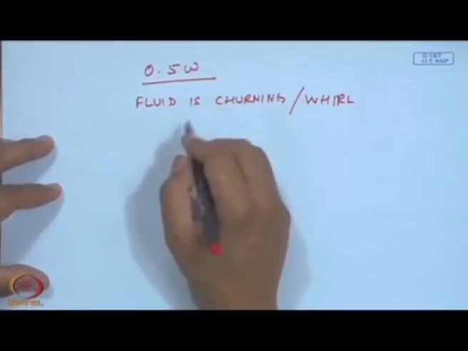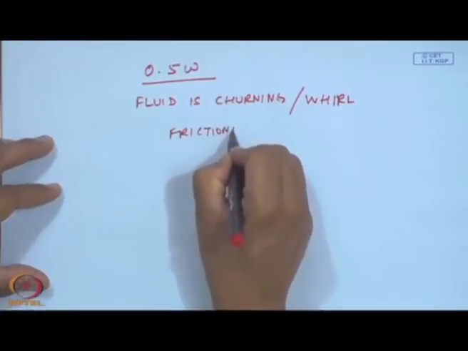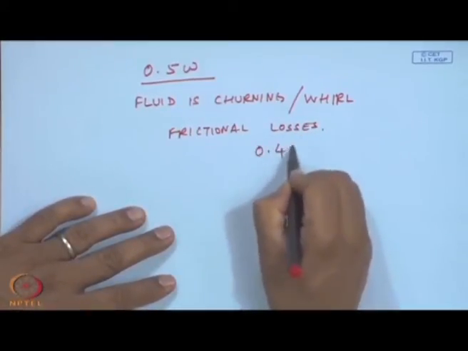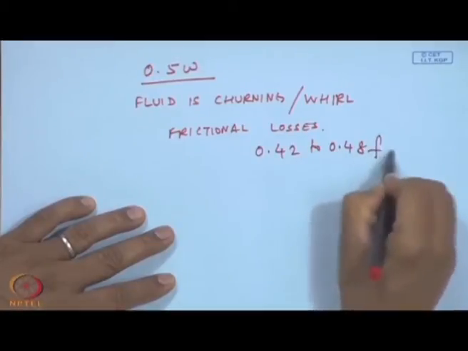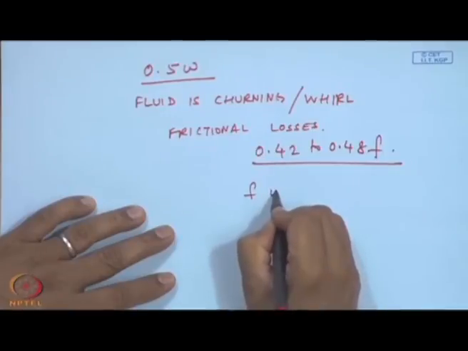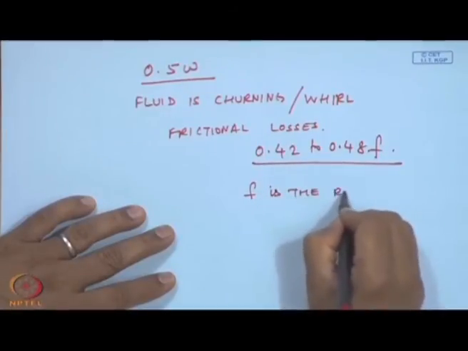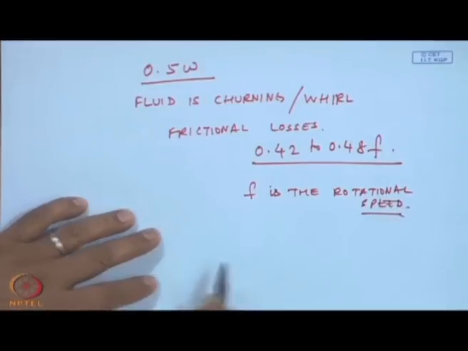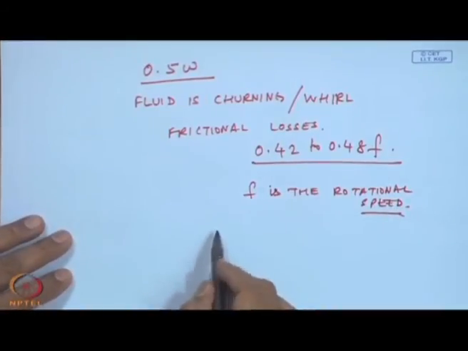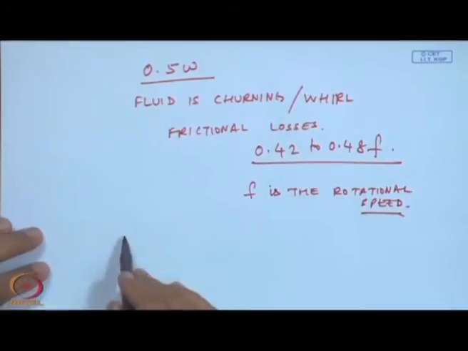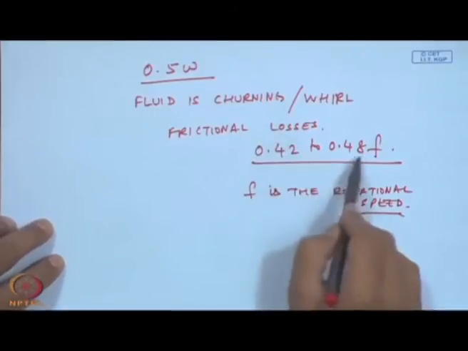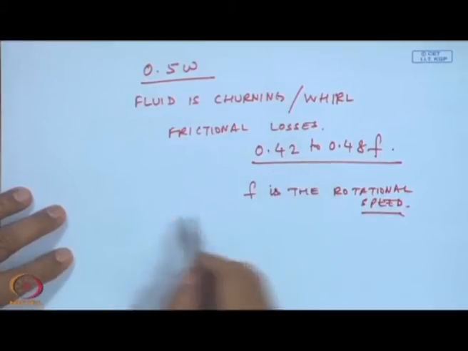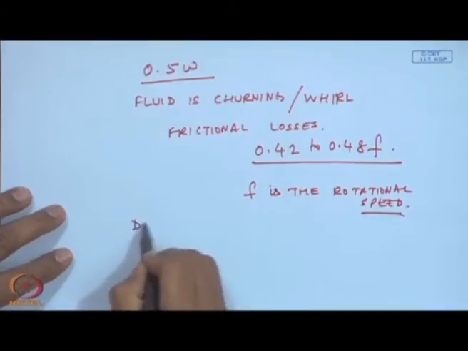But usually because of the frictional losses, this frequency is around 0.42 to 0.48 of f, where f is the rotational speed. So, any time I have a shaft rotating at a frequency of f, I will see a predominant frequency somewhere around 0.42 to 0.48 f. When we do a coast up and coast down analysis, you will very easily see the effect of whirling, and this can be removed by changing the damping, etc.